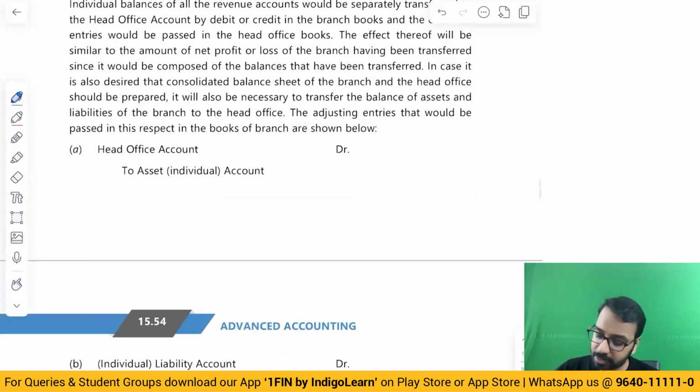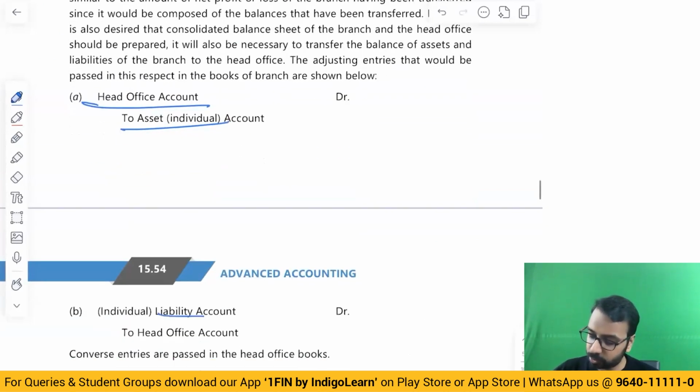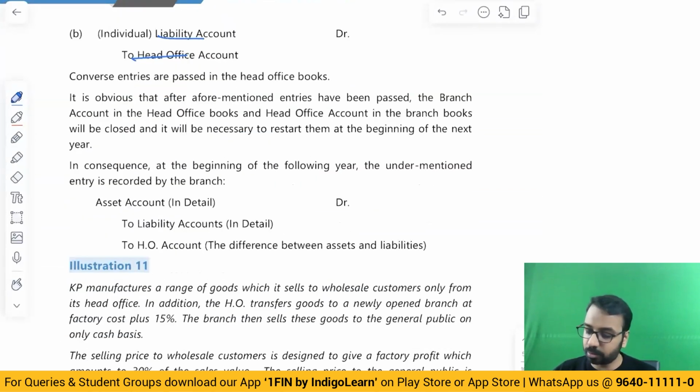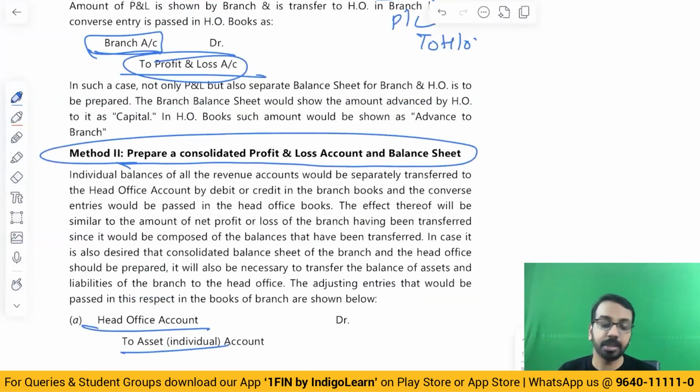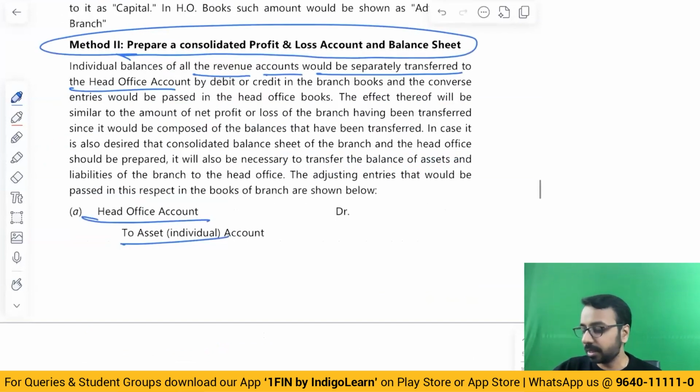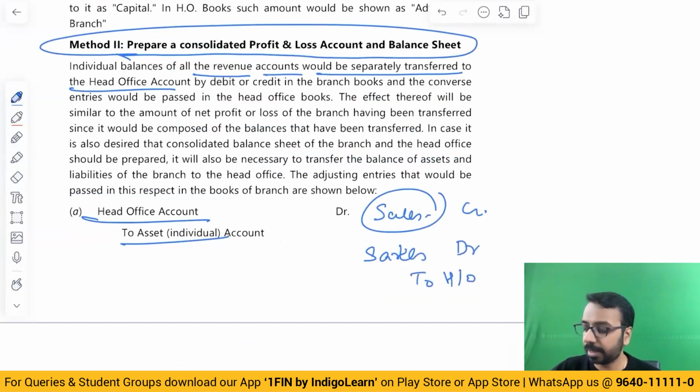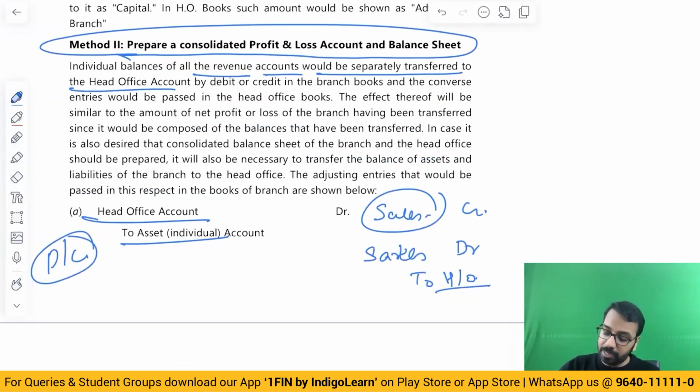Now, when you incorporate balances, it is head office to all the assets, liabilities. That is how it is, incorporating the asset and liability balance. And even revenue accounts are transferred to head office, and head office will incorporate. So what will happen is you have sales as credit balance. So you will debit sales and you will say to head office. In effect, the net impact will be that all the balances have been transferred. Or sometimes they may prepare only P&L, and only balance sheet items need to be transferred. That is also possible.